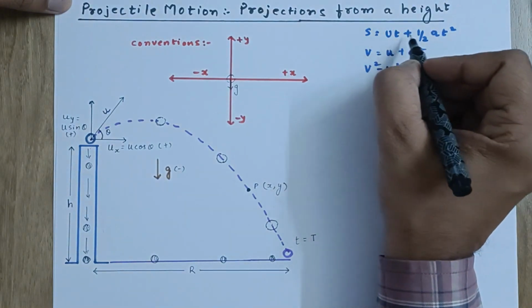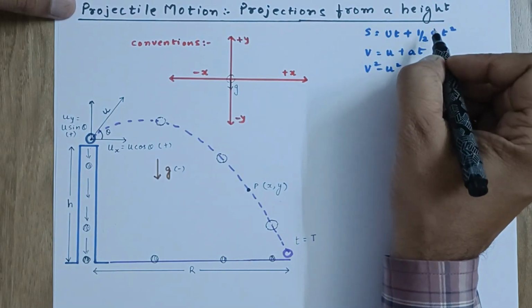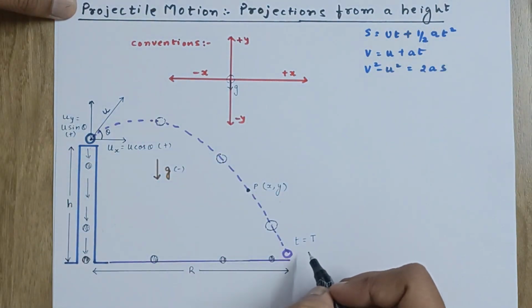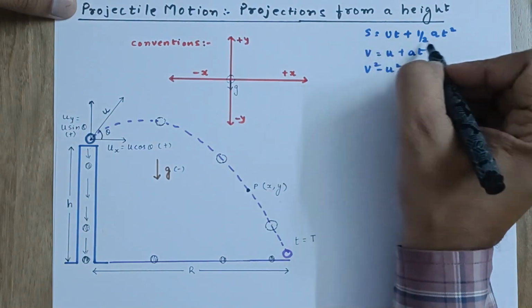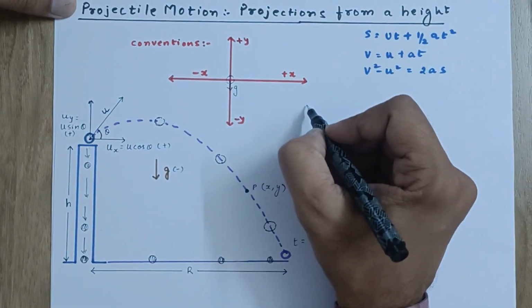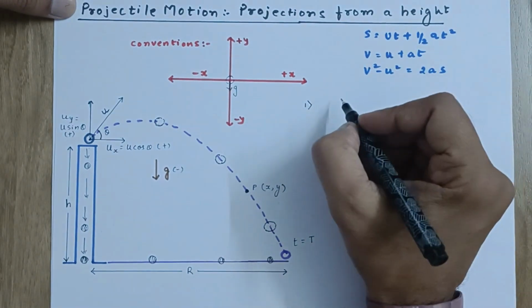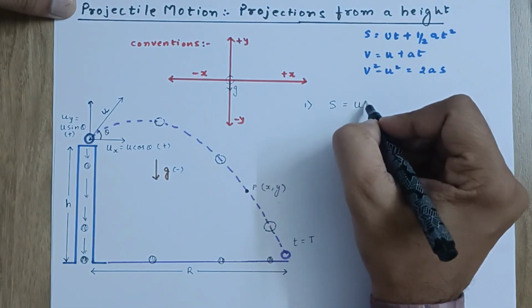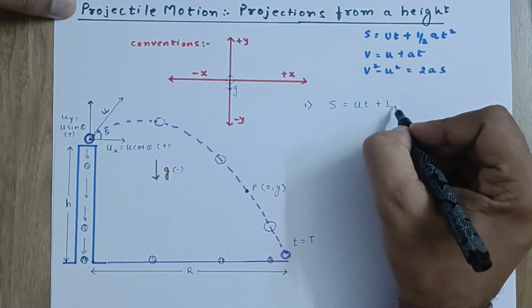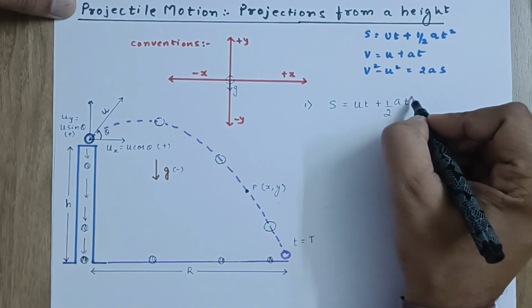Let's apply the equations of motion in 1D for both the shadows. Now what I'm going to do is use this equation. So this is our first part. I'm going to use s = ut + (1/2)at².